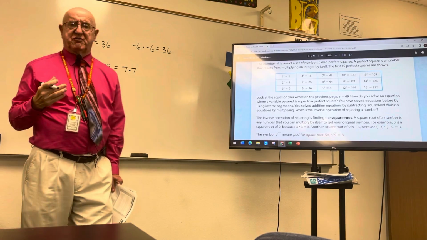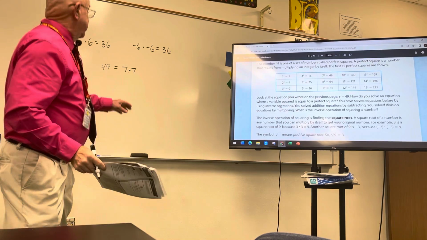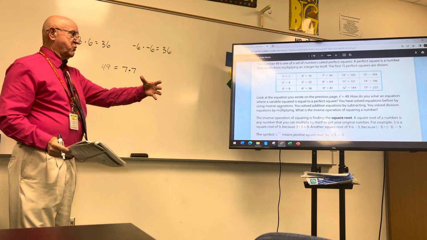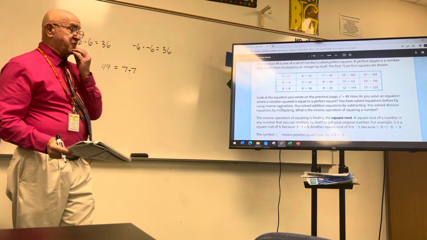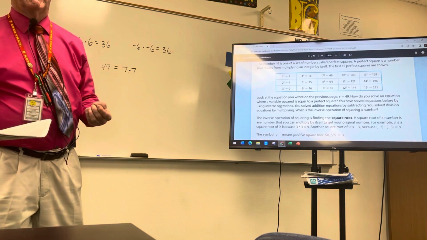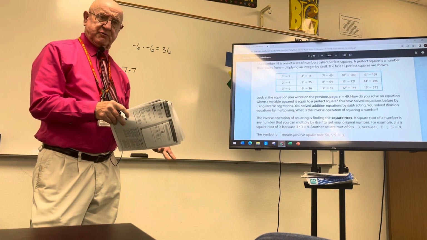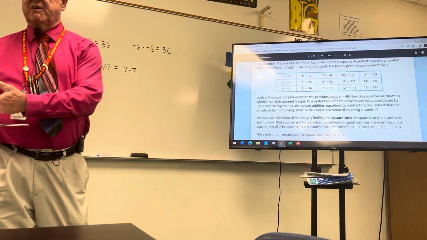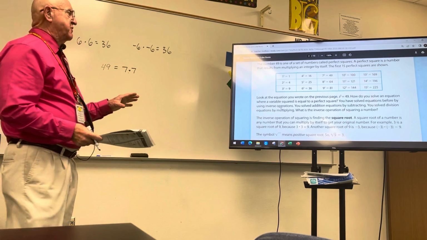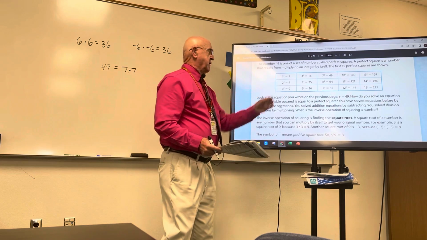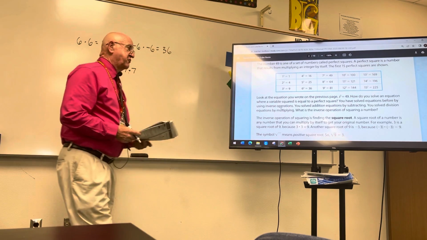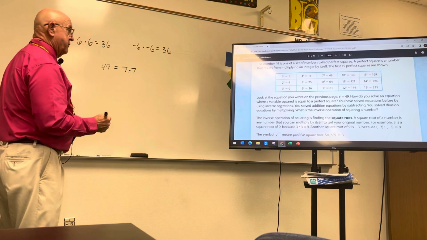And the key for this is that this number is going to be an integer because these are perfect squares. There are others that aren't perfect, and we'll find out how to find those square roots in another lesson. But for right now, we just need to know how to do perfect squares, right? So the inverse of a square number is called the square root, right?